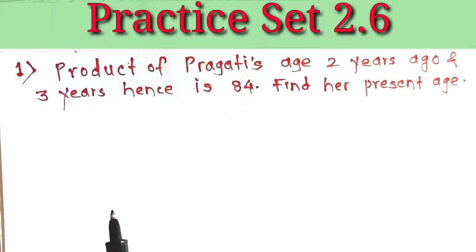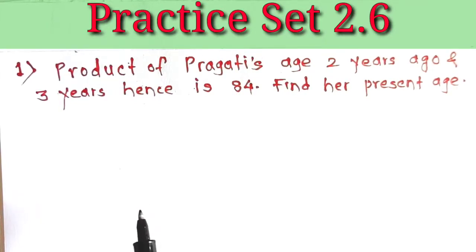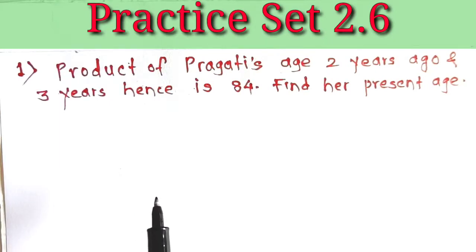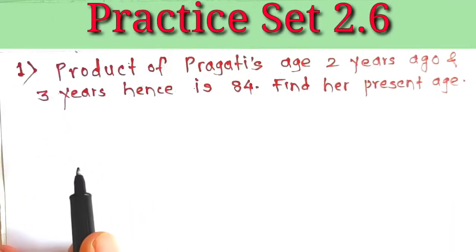In short, these are the statement sums or word problems from quadratic equations. So let us study. Whenever there is a statement sum, read that sum twice carefully. Here question number 1 is there.